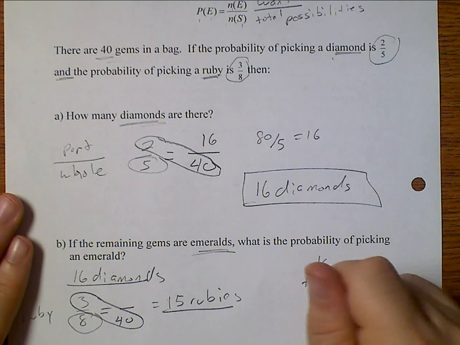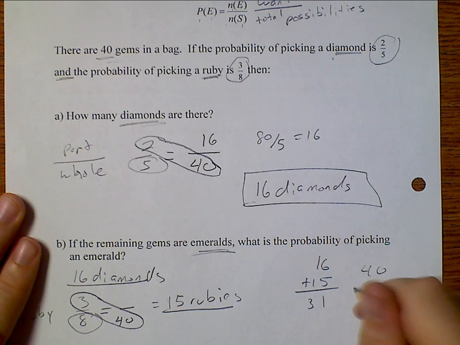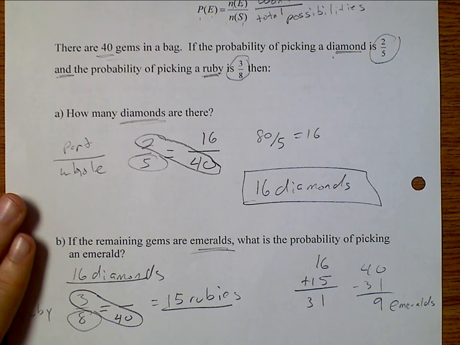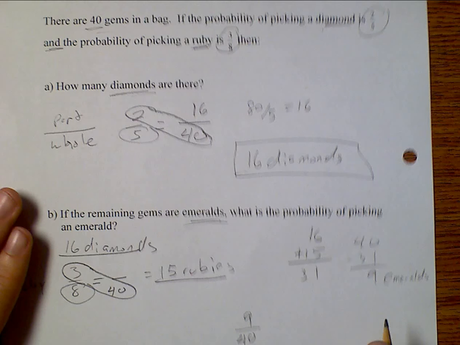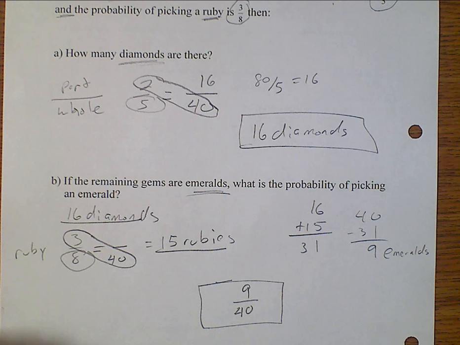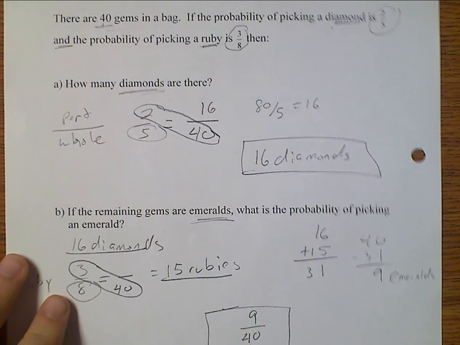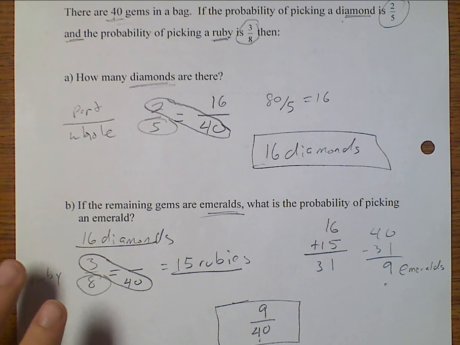16 plus 15 equals 31. So 40 minus 31 means that there are 9 emeralds. So what's the probability? That would be 9 out of 40. And if this would simplify, we would, but 9 over 40 does not simplify. And remember, the reason this is 40 is because there are 40 gems. Okay? And the reason this is 9 is because there are 9 emeralds.